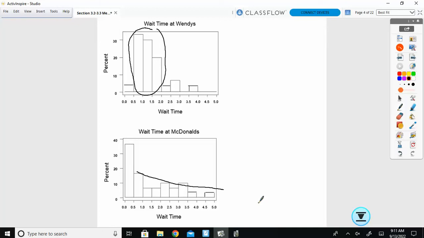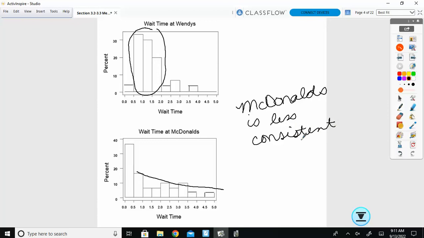McDonald's, it looks like it's more spread out. So when I look at these histograms, it seems like McDonald's is less consistent. Okay, so if I only looked at the mean, I would assume it's the same at both restaurants. But if I look at these graphs, I can see, well, Wendy's, I can pretty well plan to wait between 30 seconds and 2 minutes. But McDonald's, I might be waiting up to 5 minutes before I get my food, or before I get to order.